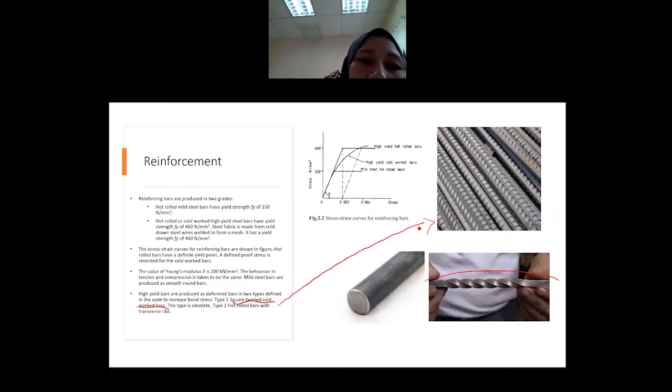Okay, so the stress strain curve for reinforcing bar are shown in figure. So this figure, hot roll bar have a definite yield point. A defined proof stress is recorded for the cold work bar. So if you still remember, I pernah cerita pasal Hooke law masa part 2. We learn about stress.